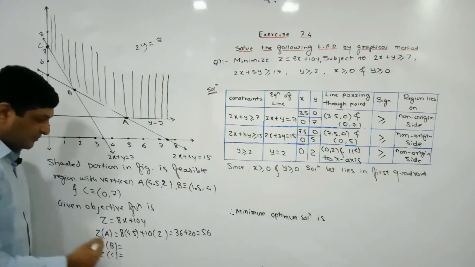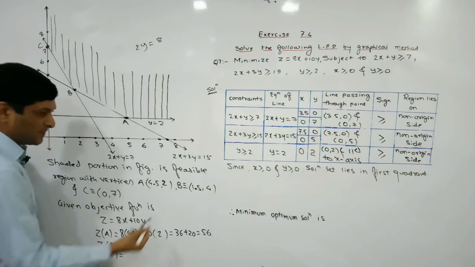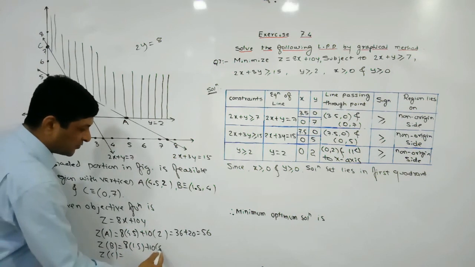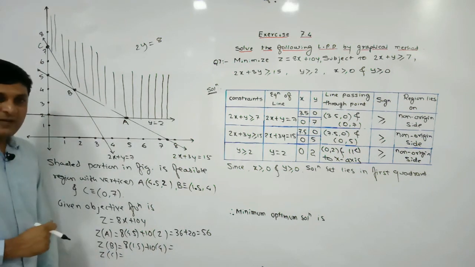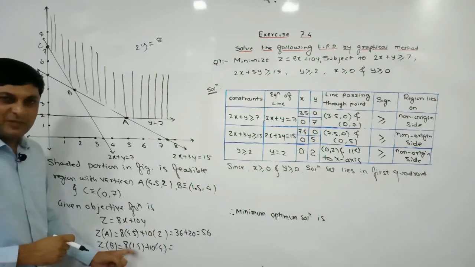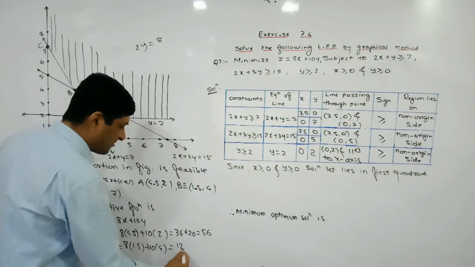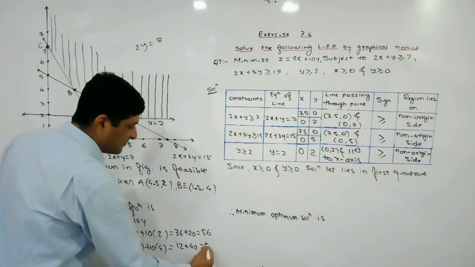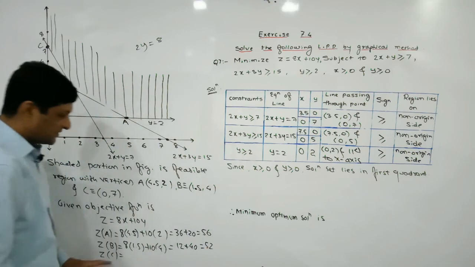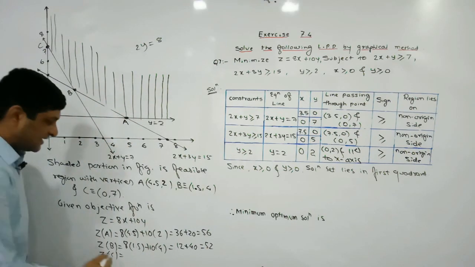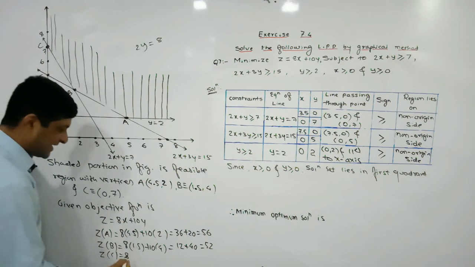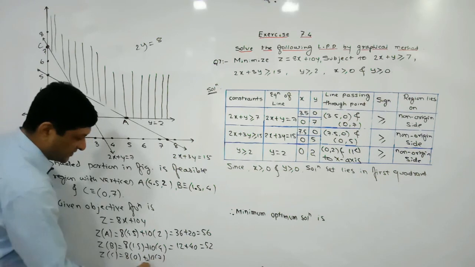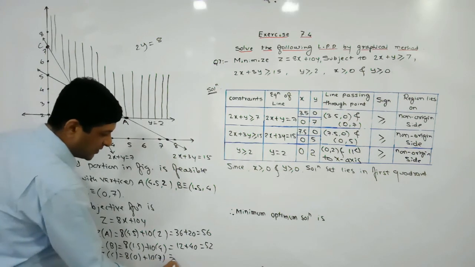Now find the value of the objective function at vertex B. 8 into x, where x is 1.5, plus 10 into 4. Let us check what value we are getting. 15 times 8 is 120, the decimal point is before one digit so here we get 12, and 10 times 4 is 40. So 40 plus 12 will be equal to 52. Lastly, let us find the value at vertex C. 8 into x coordinate 0, plus 10 into 7. So the first term is 0, and 10 into 7 will be equal to 70.